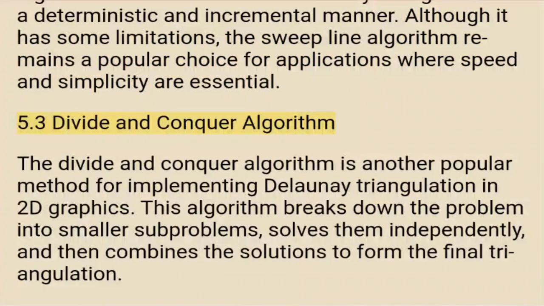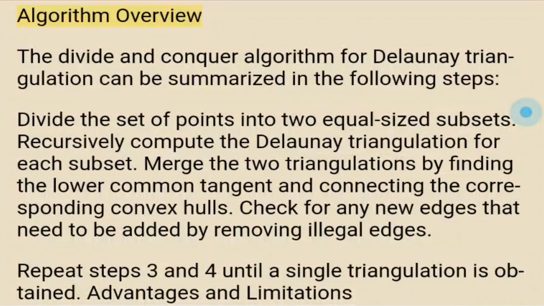5.3 Divide and Conquer Algorithm. The divide and conquer algorithm is another popular method for implementing Delaunay triangulation in 2D graphics. This algorithm breaks down the problem into smaller subproblems, solves them independently, and then combines the solutions to form the final triangulation. Algorithm overview. The divide and conquer algorithm for Delaunay triangulation can be summarized in the following steps.